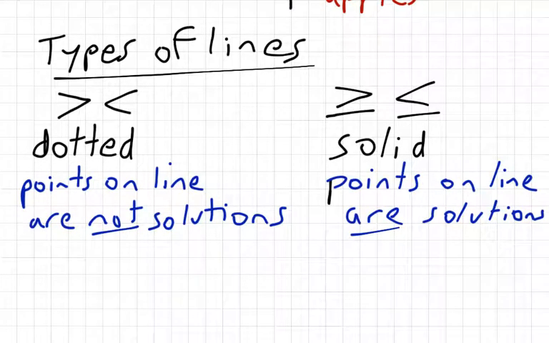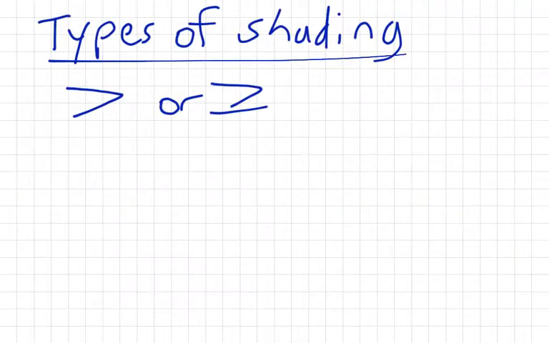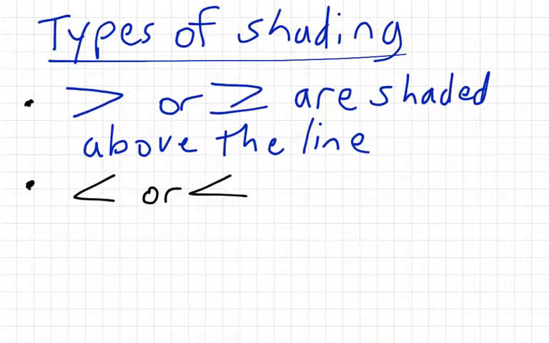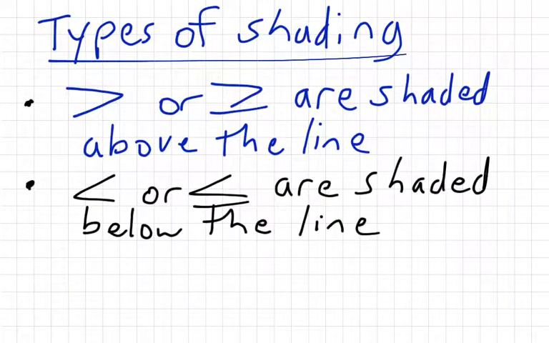All right, next thing we're going to talk about is types of shading. So greater than or equal to, they are shaded above the line because they're greater than all those points. And then, you may have guessed it, less than or equal to are going to be shaded below the line because they are values that are lower than the line, or less than the line, so they're under it.